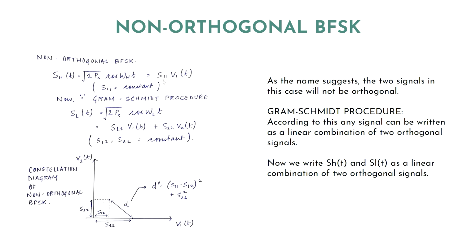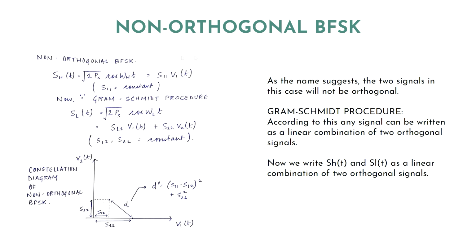So we first take SH of t as along this signal, that is S11 V1 of t. S11 is a constant here, and so is S12, and so is S22. We have three constants here. So we have assumed it along this, and SL of t is under root 2Ps into cos omega L of t. Because we have assumed SH along S11, we get the signal here, and the second signal SL of t is S12 into V1 of t plus S22 into V2 of t, and we know V1 of t and V2 of t are orthogonal.